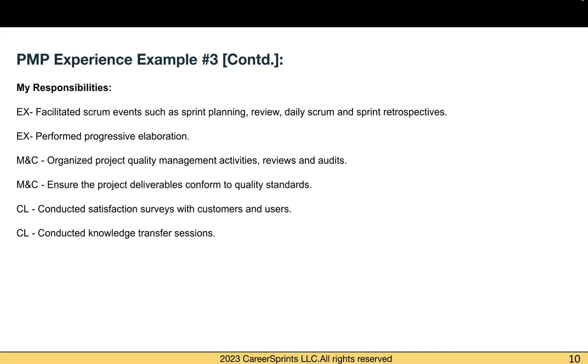And in an agile project or in a waterfall plus agile project, like a hybrid project, you also have progressive elaboration that you do. So you plan as you go along. So that's also brought out in the responsibilities section.